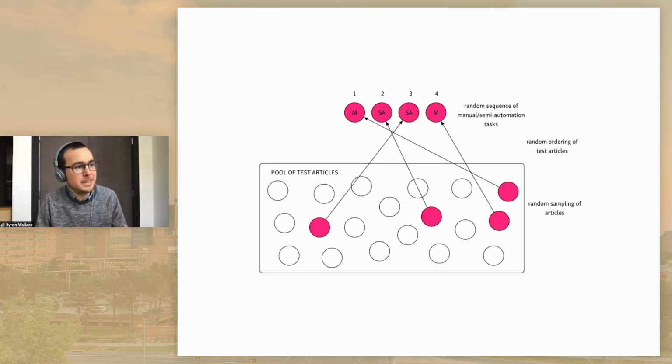Right, so here's what this looks like schematically. We have a whole bunch of pool articles. These are all randomized control trial reports. And we randomly sample 4 articles per participant. And we basically use semi-automation in 2 of those cases in a random order and had them do the risk of bias assessment fully manually in the other 2.